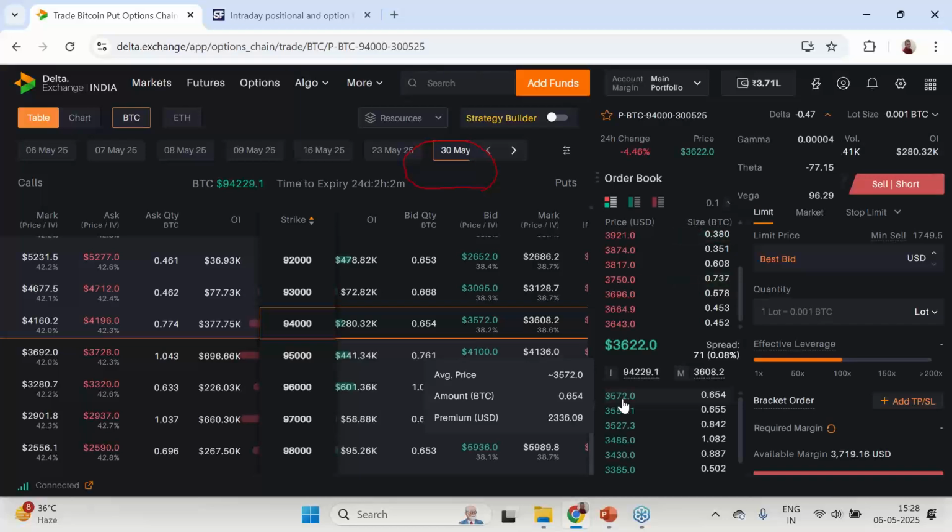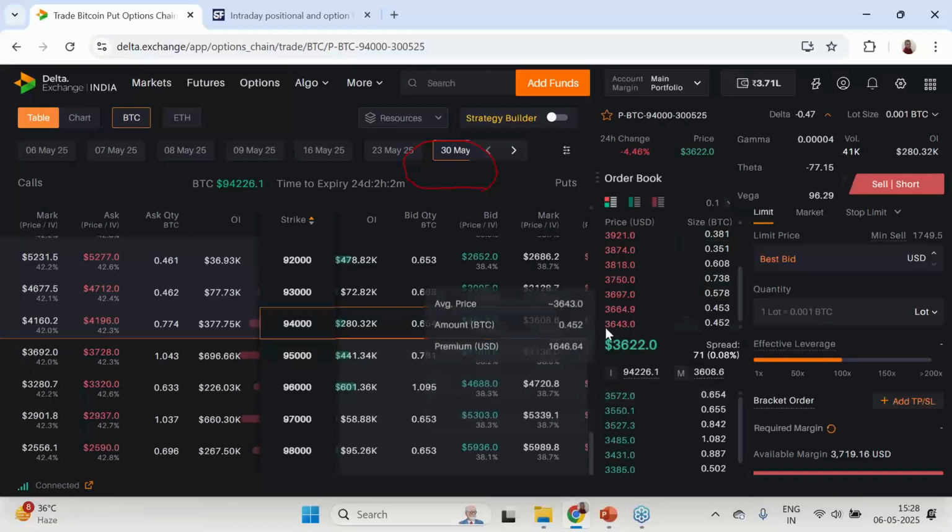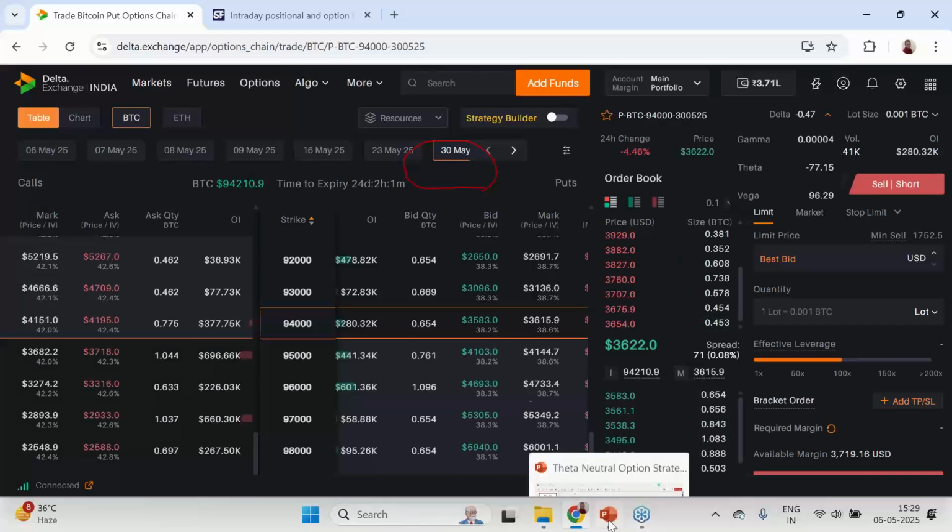But to understand what theta is, you must say that if this option is at 3643 now, then tomorrow at the same time, if BTC is trading at 94,228, I will get this same option at a price lesser by 77 USD. That is one literal meaning. Or the premium should decay by $77 by midnight of today. That is what theta means.